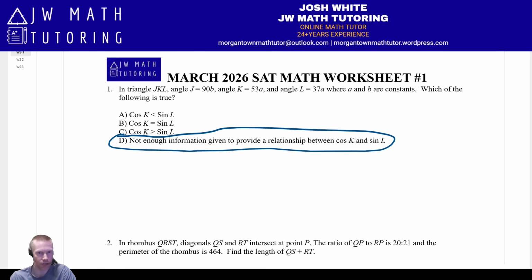Like the J here is 90B. That part's the same. But the K and L could be any two numbers that add up to 90. So in this example, it was 53 and 37. I think it was different numbers back in the June video, but you still solve it using the exact same method.